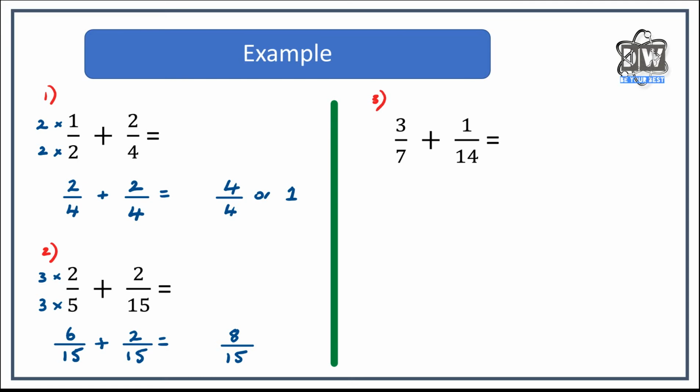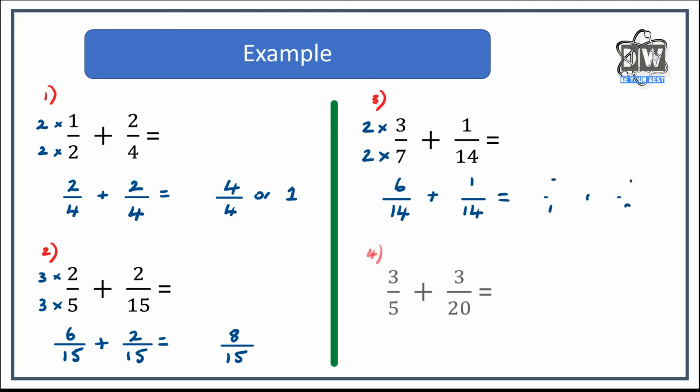Okay, so let's go now. We're going to times this side by 2. Whatever we do to the bottom, we must do to the top. And we're going to end up with 6/14 plus 1/14. Add those together, we get 7/14 or a half.